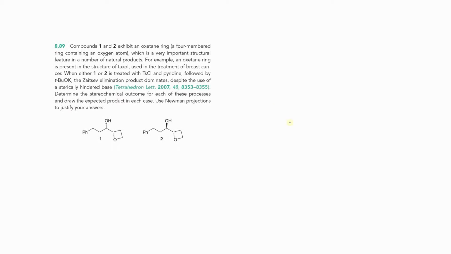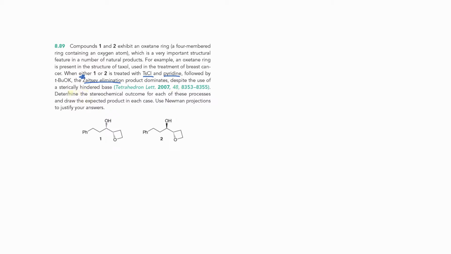Okay, we are treating compounds 1 and 2 with TsCl and pyridine to convert our bad leaving group to a good leaving group. And we have a hindered base, potassium tert-butoxide, and the Zaitsev elimination product dominates. And this is very important because it determines which beta proton we have to abstract for the elimination process to happen.